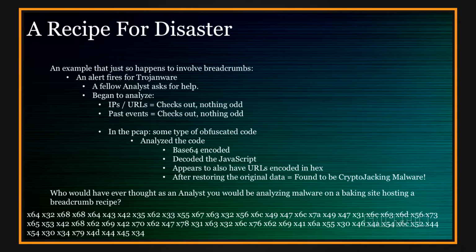He says, you know, it's flagging, but I can't figure out what's going on. So I follow my procedural steps. I check the IPs, URLs, nothing seems odd here. I look through correlated events to see if there's anything flagged, nothing in our historical records. But in the PCAP, just like in our investigation earlier, there was some type of obfuscated code at play. So after base64 decoding it, I found out it was JavaScript, which fortunately I knew a little bit of at the time. And you could see there were URLs encoded in hex, just like in our early investigation.